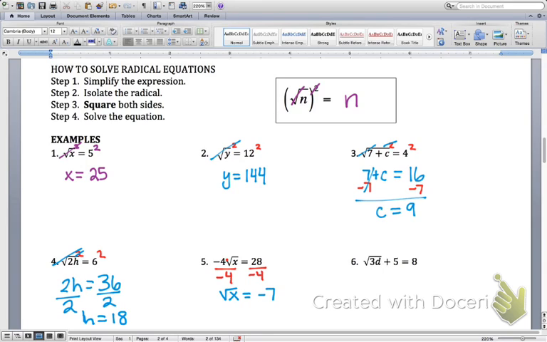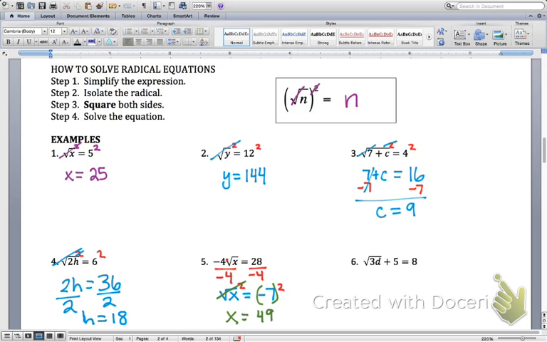negative 7. Now that the radical has been isolated, nothing else is outside of it, I can go ahead and square both sides. And the square cancels the square root. So I'm going to eliminate the square and the square root. Now I have x equals, and I should have put parentheses around this, I square the negative 7, which is going to become a positive 49, because a negative 7 times another negative 7 is positive.